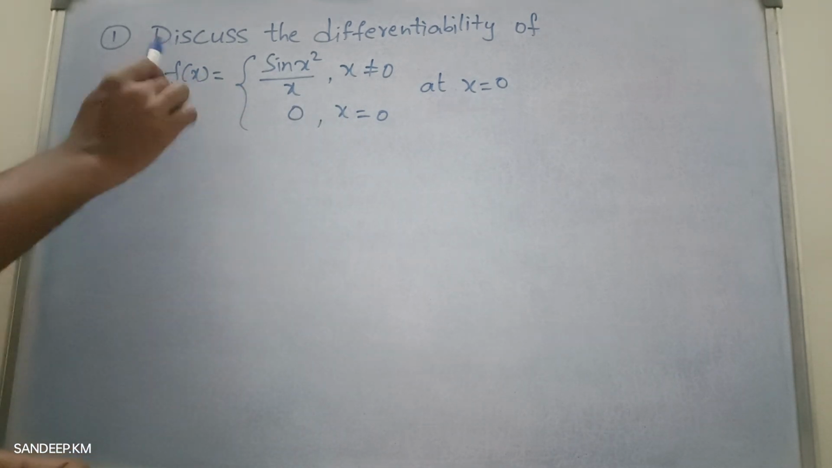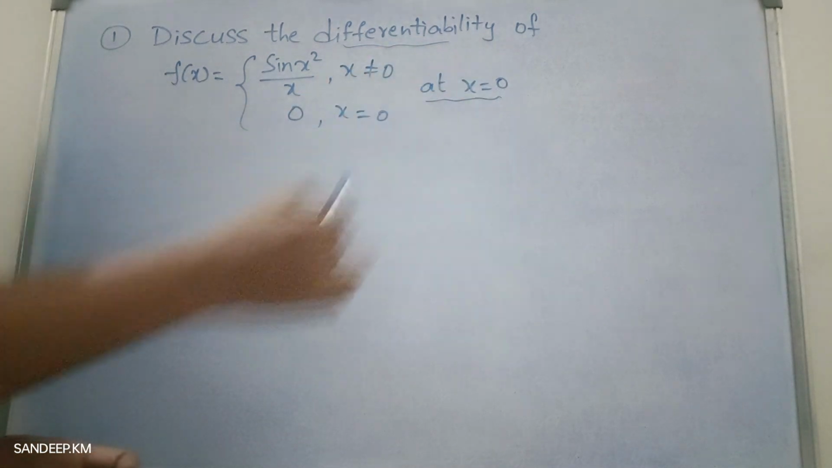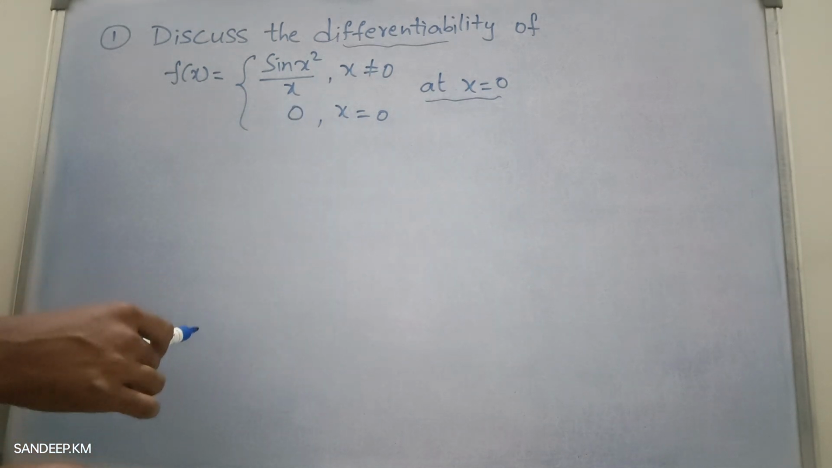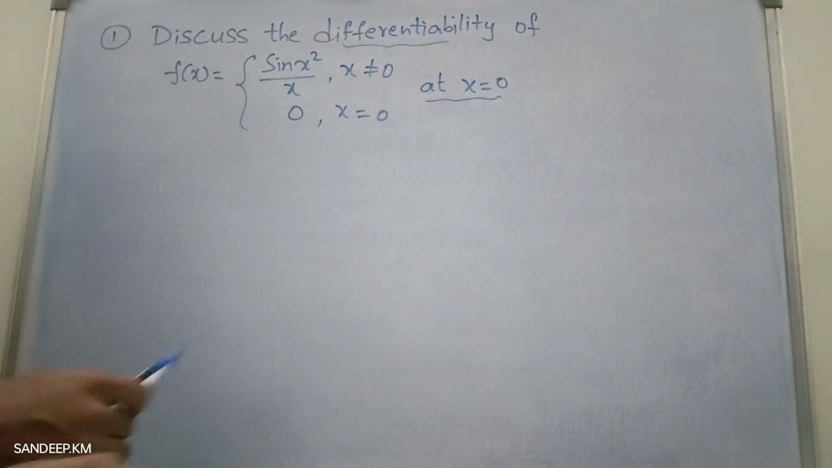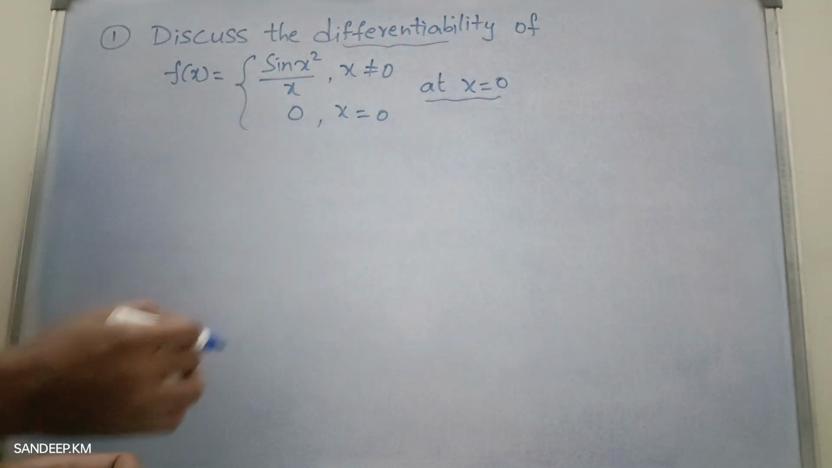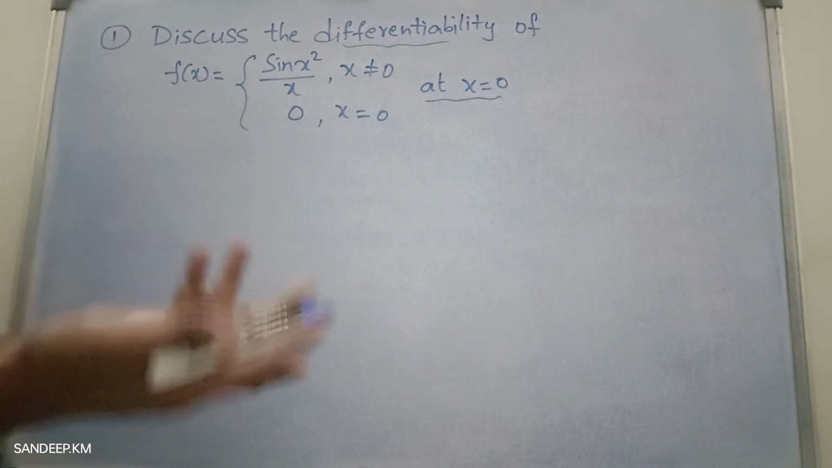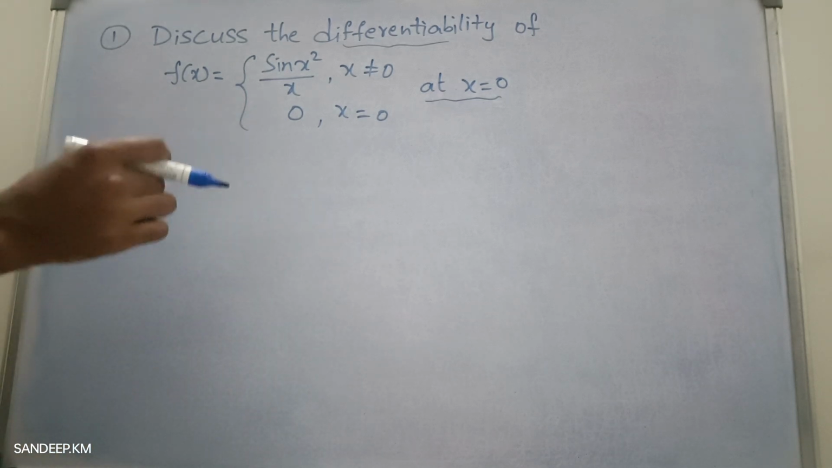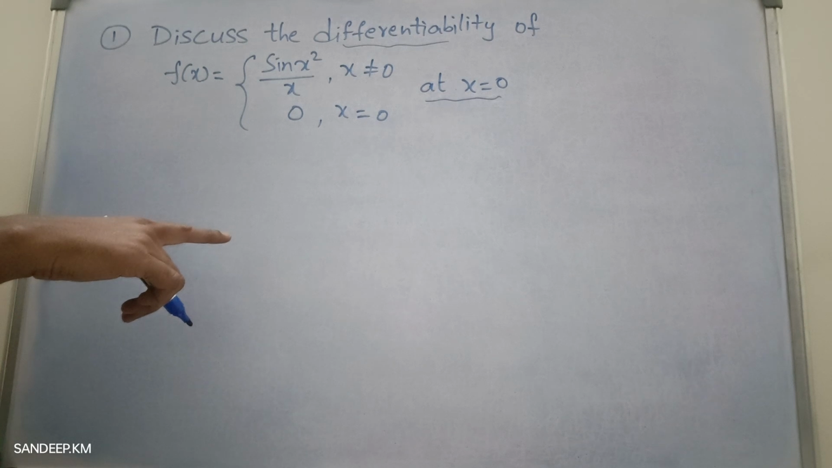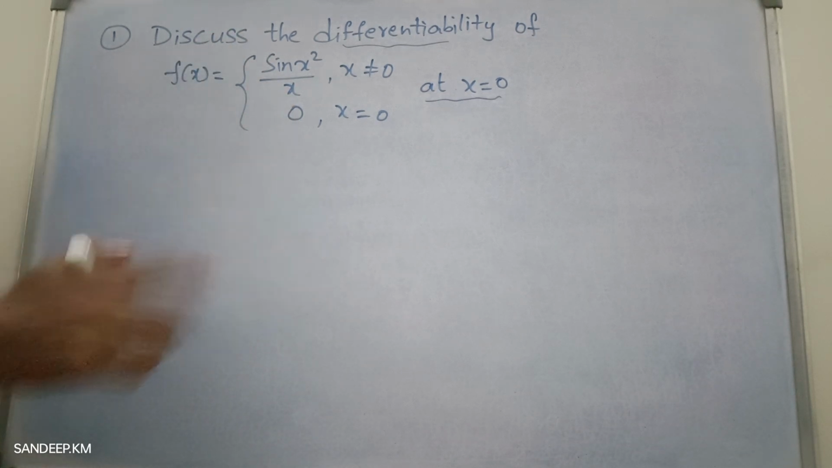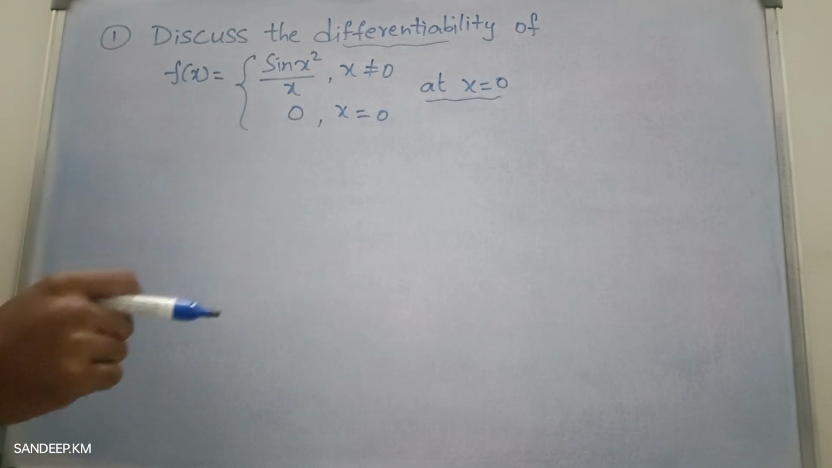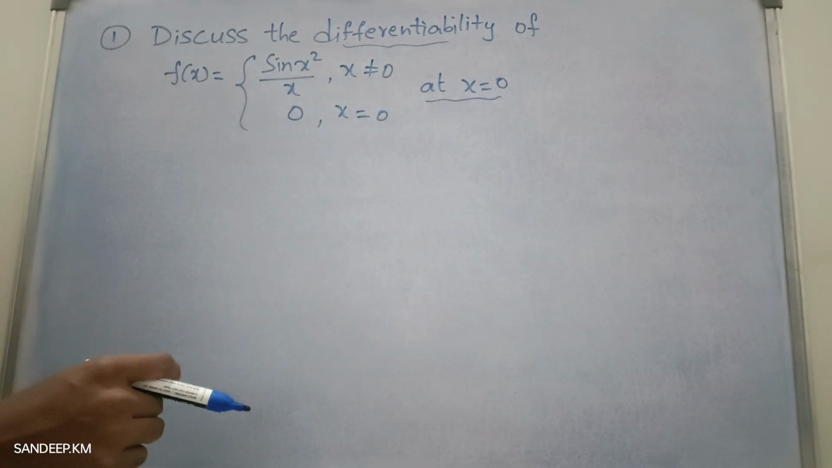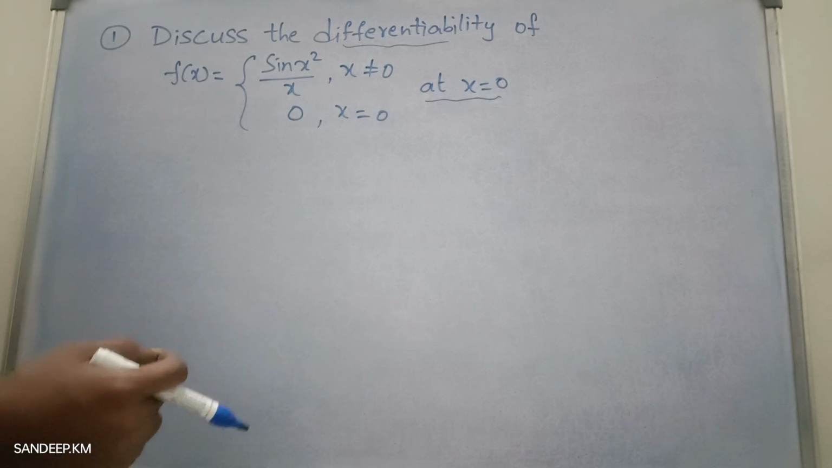Dear students, remember they told us to discuss the differentiability at x equal to 0. First of all, we will check the continuity at x equal to 0. If the function is continuous at x equal to 0, we will go on with differentiability. If the function is not continuous at x equal to 0, obviously it is not differentiable at x equal to 0. Unless you are sure that the function is continuous, you have to check continuity. In case you are guaranteed that the function is continuous at x equal to 0, directly you can go for differentiability. Slowly we will get that habit of doing it directly if we already know that it is continuous.